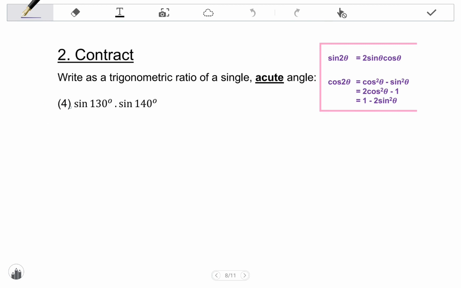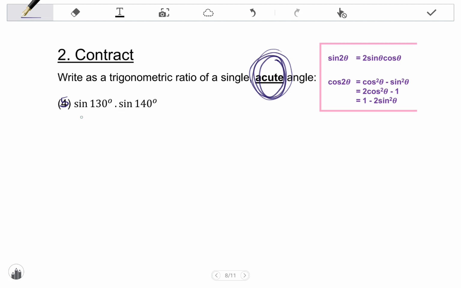Sorry, this is a fifth example. Now it says write as a trigonometric ratio of a single acute angle. So we have to remember this, because it's different. Now if I look at this, I have sine 130 degrees times sine 140 degrees. Comparing this to the double angle formula, I have no formula with a sine times a sine trig function. So we have to do a bit of manipulation.